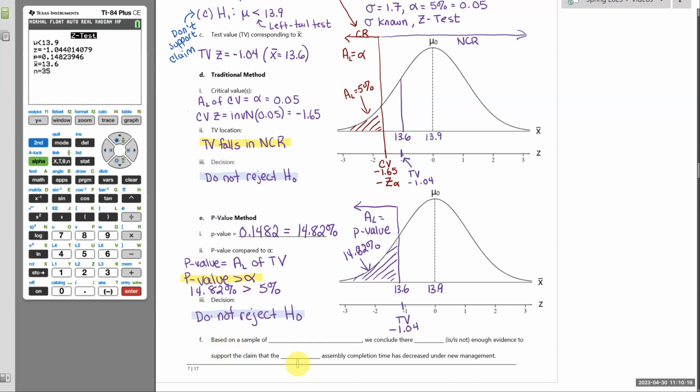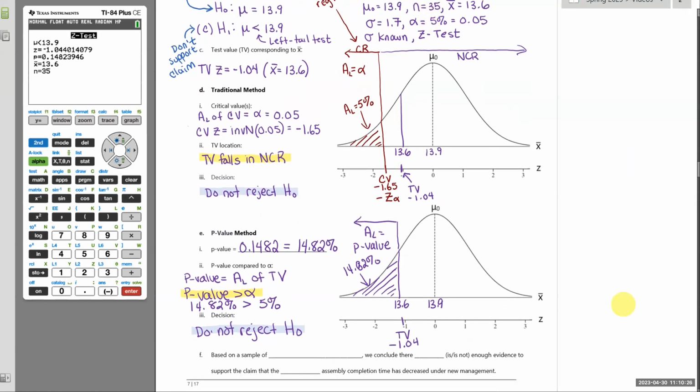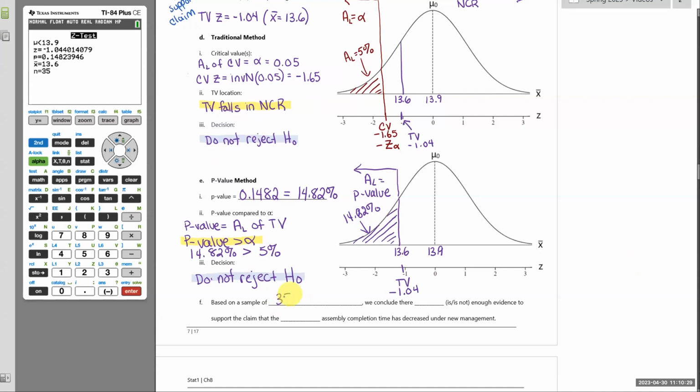Let me write the sentence then. So this was based on a random sample of 35 completion times. We conclude, so since we did not reject the null, there is not enough evidence to support the claim that the mean assembly time has decreased under the new management.